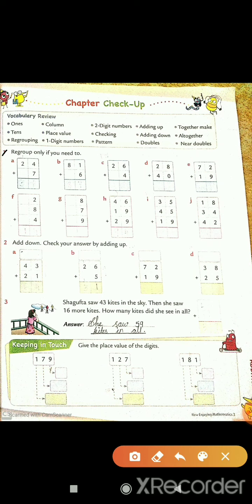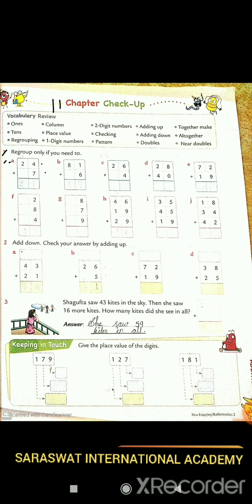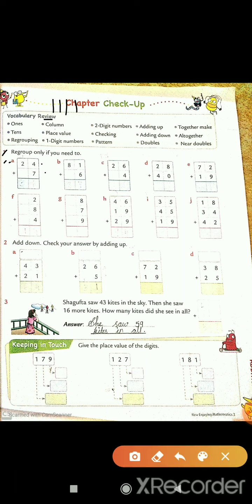Question number 1. Regroup only if you need to. A. 24 plus 7. So first add the ones. 4 plus 7. Which is the bigger number? 7. You have to count forward 4 times. So what comes after 7? 8, 9, 10, 11. 11 can be regrouped as 1 ten and 1 one. So write 1 at the place of ones and 1 will be carried to the tens column.